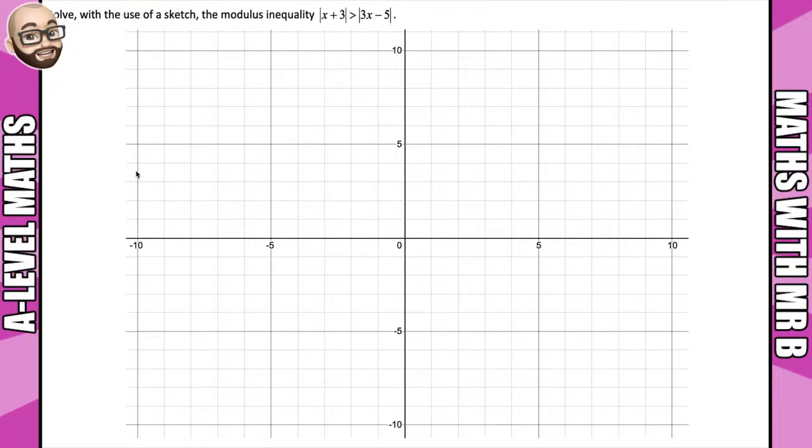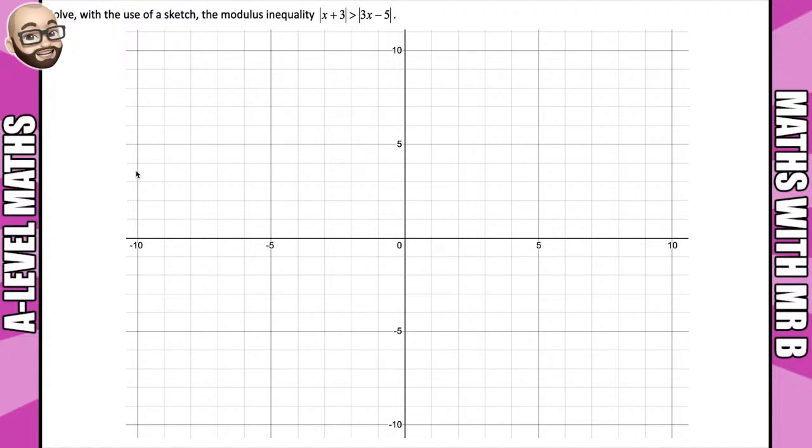Because if we start getting things that look a bit like this question, we need to start thinking about sketching the graphs. So we need to sketch the |x + 3| graph. We also need to sketch the |3x − 5| graph. And then we're going to look at where this inequality actually occurs. So the first thing I need to try and do is sketch the graph. Apologies if this is going to take a little bit of time. It's quite tricky to draw these on my iPad.